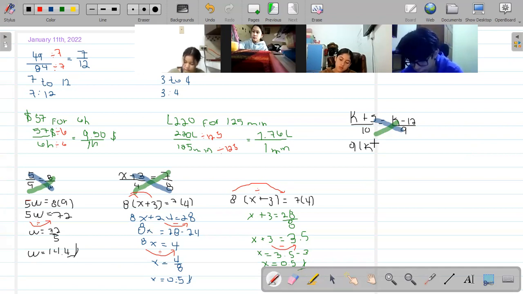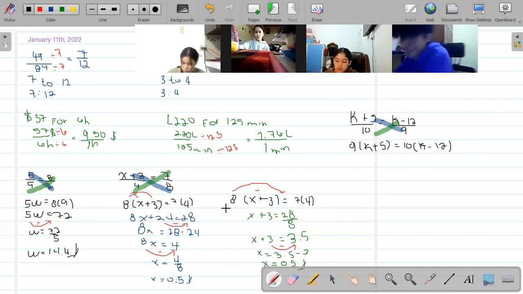parentheses k plus 5 equals 10 parentheses k minus 12. Question, can I do the same thing that I did over here? Use two different methods? Can I pass a number to the other side dividing before doing anything else like I did in this green procedure? No, I cannot. Why not?